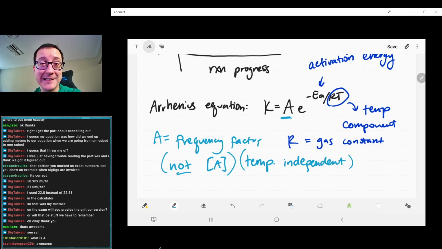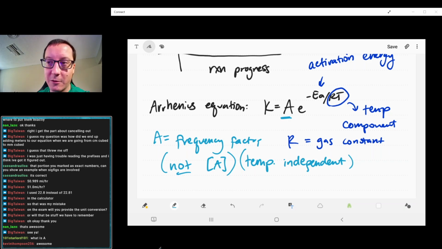So we're going to see that temperature is going to mess with our activation energy. That's why it's kind of grouped up there. But A is actually not really going to interfere temperature-wise. There is a small dependence on temperature, but it is so small compared to the activation energy term that we just consider it constant. So we're not going to worry about A as much.